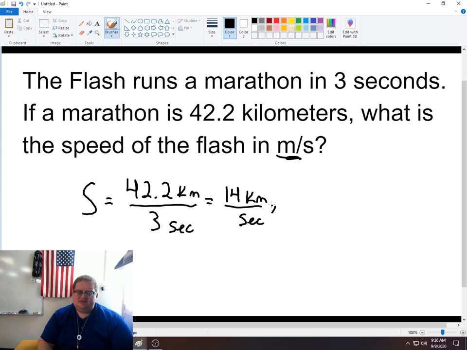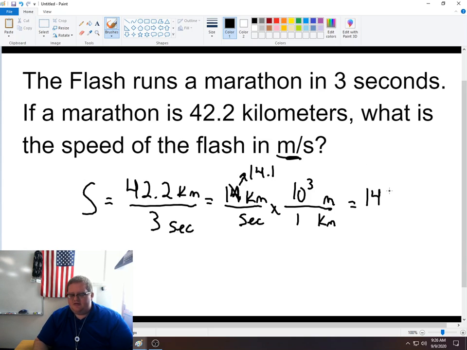So actually, if I want this in meters per second, I have to convert, right? So you see, converting is not going away. I'm going to take kilometers to the bottom, meters in the top. 1 kilometer is 1,000 meters, so we get 14.1, sorry, 14.1. So it's 14,100. When we multiply by 1,000, that's meters because the kilometers canceled, per second. That's our answer.